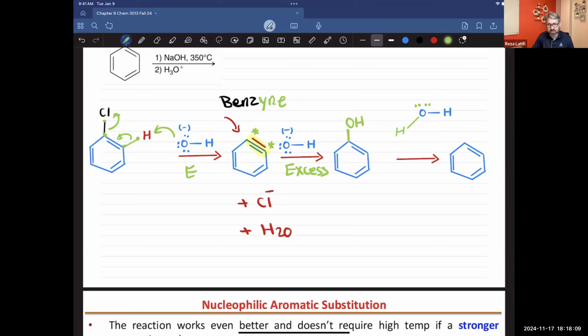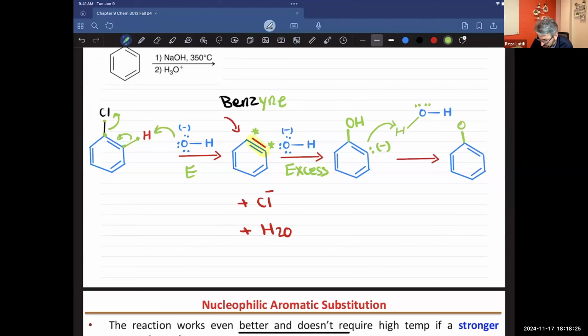OH is coming with a negative charge. So when you add OH, now you will have a negative charge there. That means that carbon will have a negative charge. That carbon now is going to go after an acidic H, and it will take an acidic H from somewhere.